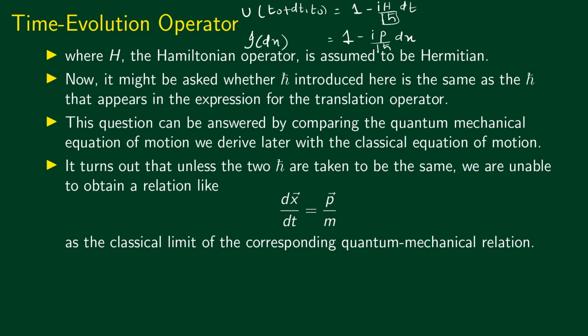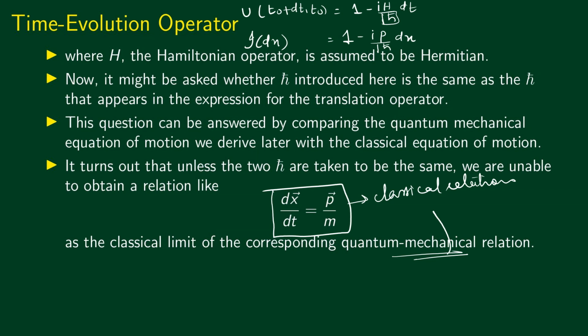So later we'll see that we have this equation for momentum, dx vector by dt is equal to p vector divided by m. This is a classical relation. Now the corresponding quantum mechanical relation can be shown to reduce to this classical relation in the appropriate limit, provided the h bars appearing here are the same. So the answer is yes. This is the same quantity.